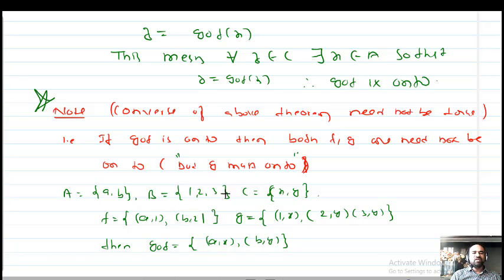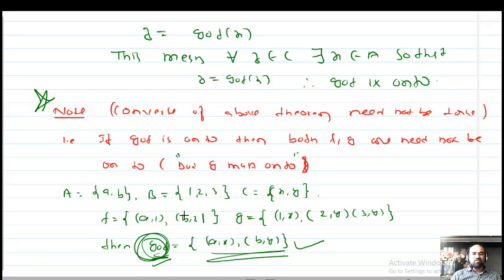A is given as {a, b}, B is given as {1, 2, 3}, C is taken as {x, y}. f is defined as {(a,1), (b,2)}, g is defined as {(1,x), (2,y), (3,y)}. I found g circle f. I got g circle f as {(a,x), (b,y)}. Observe, range equals codomain, which means g circle f is an onto function. So by using f and g, I found g circle f.